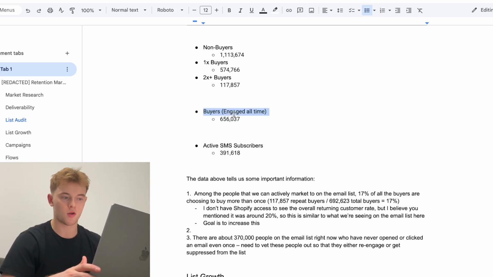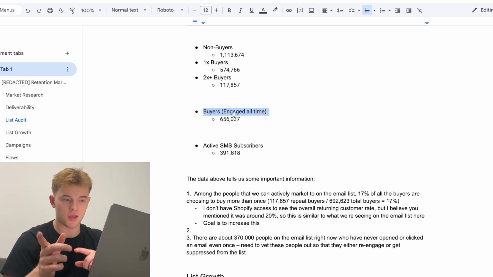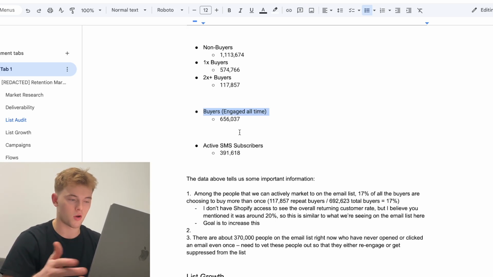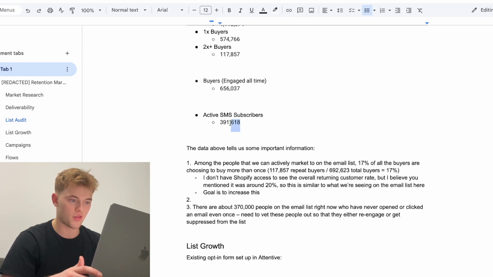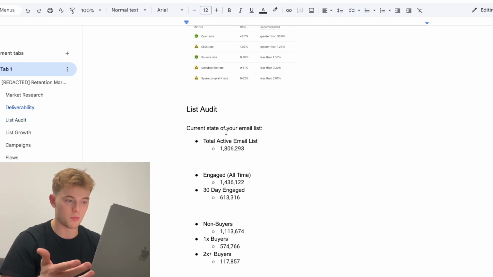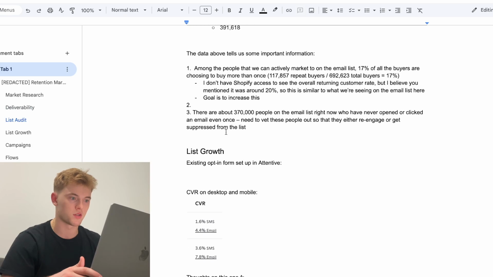Another good one to look at here would be buyers that are engaged in the last 30 days, and then non-buyers that are engaged in the last 30 days. I would encourage you to use those as well. Then we've got the active SMS list. As you can see, a really big list this brand is working with, massive list.